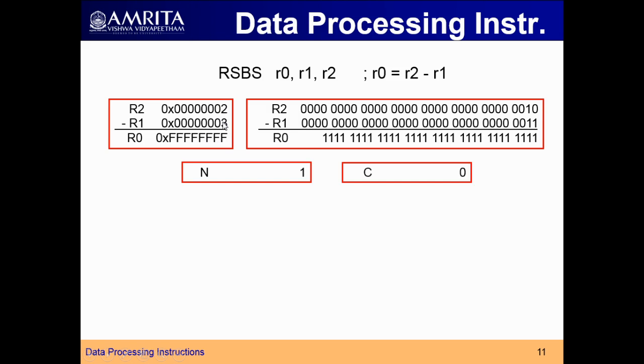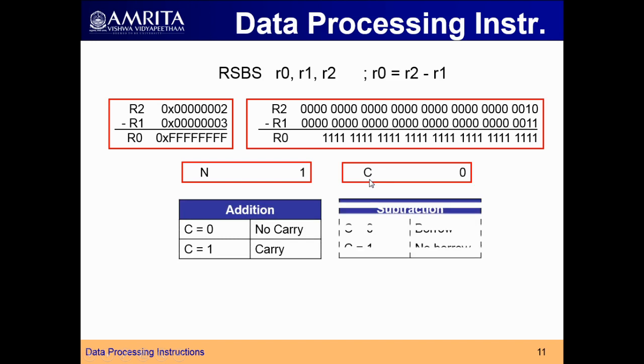So when you are subtracting a bigger number from a smaller number, borrow will be generated. How will you identify whether borrow is generated? There is no separate bit for representing borrow. Borrow is represented by using the carry bit itself. How is it done?